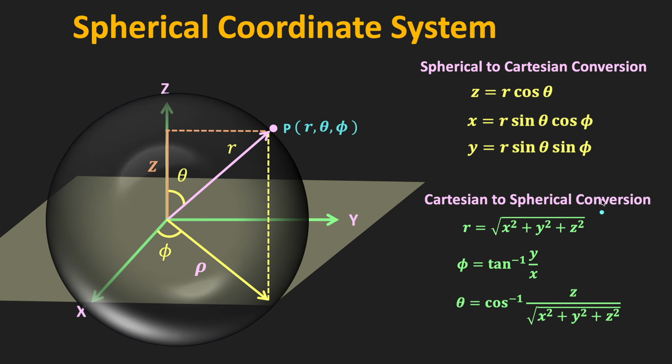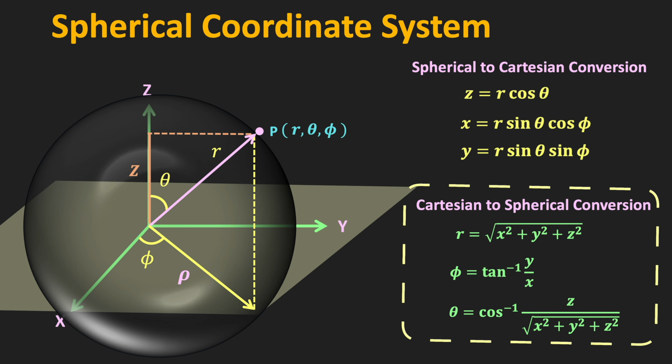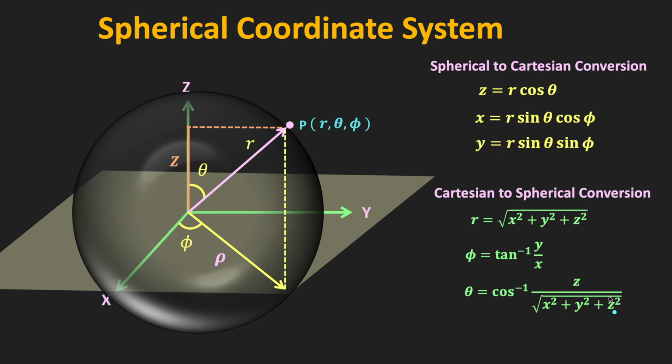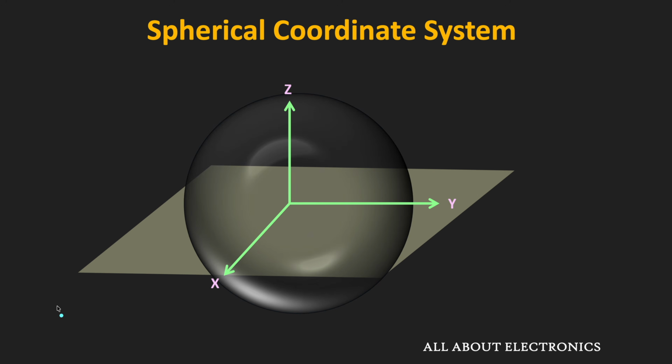That means using these expressions, suppose we have been given coordinates in the spherical coordinate system, then we can find the equivalent coordinates in the Cartesian coordinate system. And likewise, using these expressions, we can find the other way around. Now, similar to the coordinate conversion, let us see the vector conversion. But before that, first let us see the direction of the unit vectors in the spherical coordinate system.